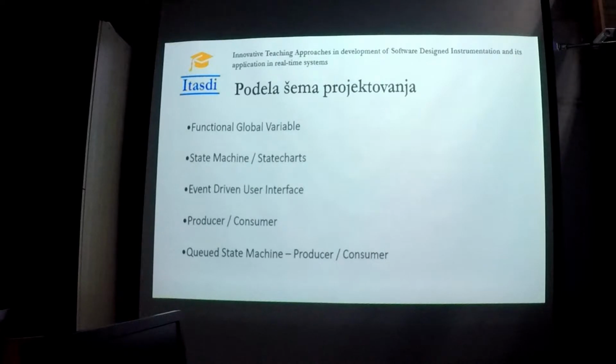If we want to make a division of some design patterns that are used in LabView, we can divide them as follows in this slide. So functional global variables, state machines or state charts, event-driven user interfaces, producer-consumer patterns, and queued state machine with producer-consumer patterns. These are only some of them, and we will go through most of them in this course. You will see about each of them in specific lectures.